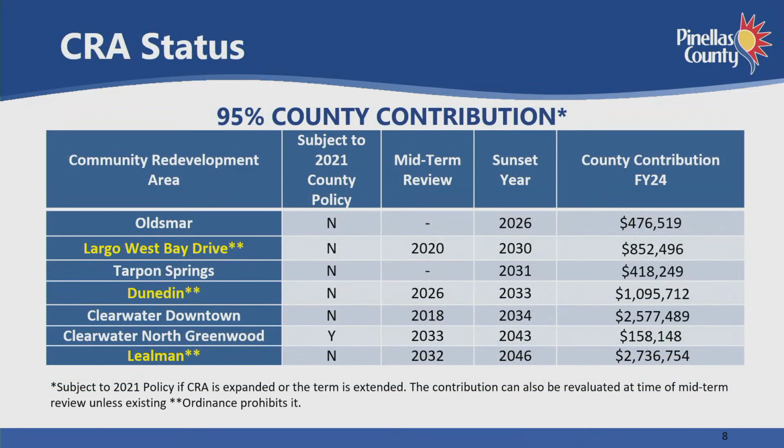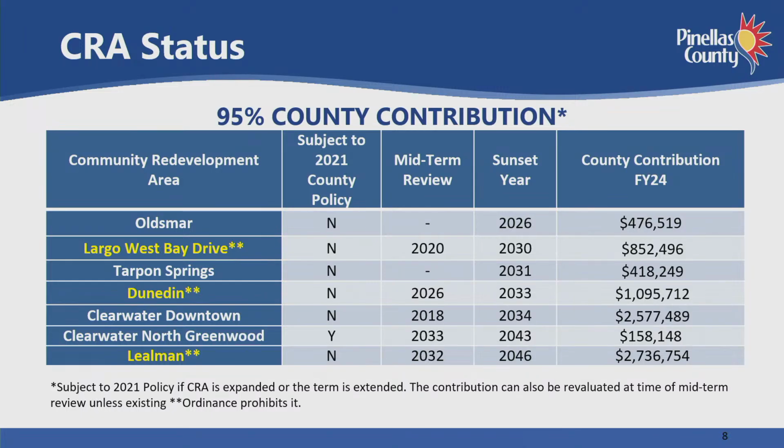So on these next couple slides, I wanted to break it down by the county contribution per the individual CRA. And so what you're seeing here also, 5 out of 7 of the CRAs that are at that highest contribution level, that 95% contribution level, will be sunset by 2034. And then those last two, the Clearwater North Greenwood, which is one of our more recent approved CRAs, and Lealman, which is our only CRA within unincorporated county.